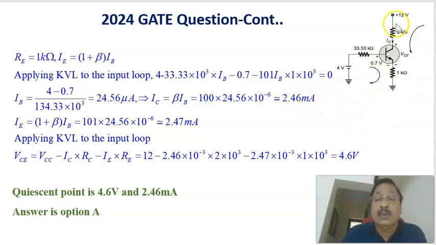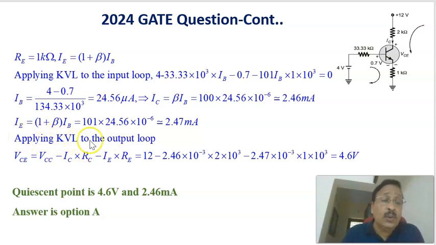Now we have calculated the collector current and the base current. This collector current is the Q point value of the current. This is the collector current at the quiescent point, calculated as 2.46 milliamperes. Next, we have to calculate VCE. In order to calculate VCE, we have to take the output loop. Therefore, we are applying KVL to the output loop.